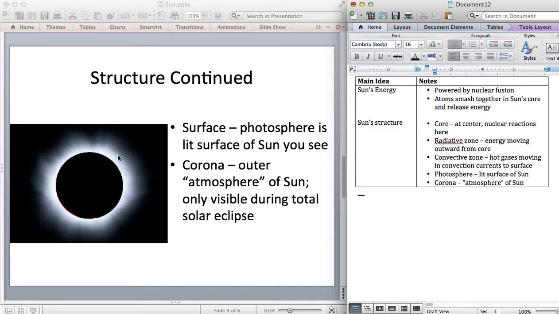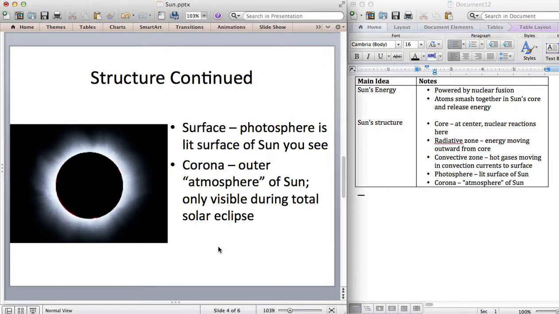So you can clearly see the corona here. Otherwise, the light from the photosphere just totally drowns this out. It's always there. We just can't see it because the crazy bright light from the photosphere totally blocks it out.